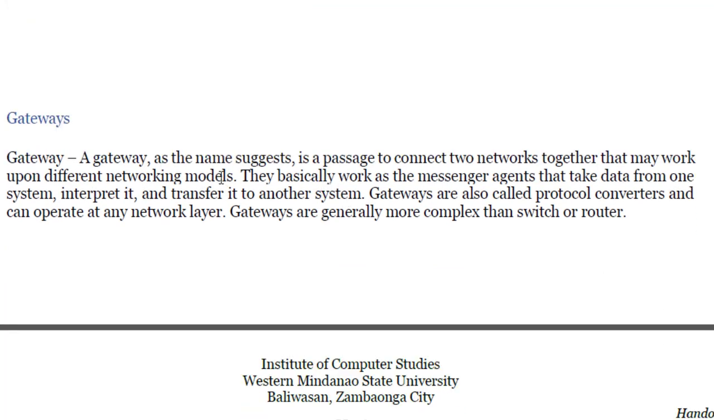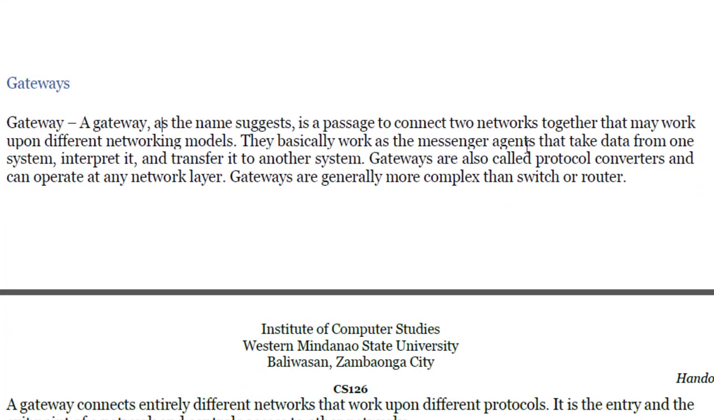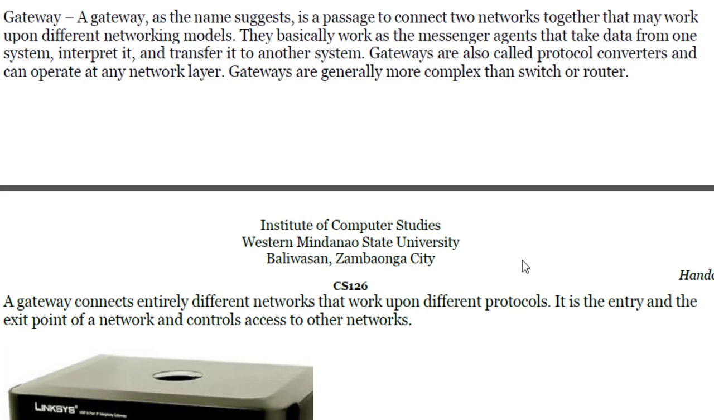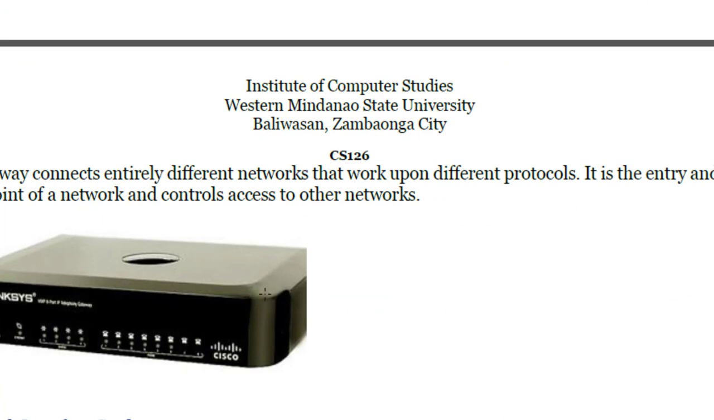A gateway, as the name suggests, is a passage connecting two networks together that may work upon different networking models. They basically work as messenger agents that take data from one system, interpret it, and transfer it to another system. Gateways are also called protocol converters and can operate at any network layer. Gateways are generally more complex than a switch or a router. An example of a gateway is this one. A gateway connects entirely different networks that work upon different protocols.